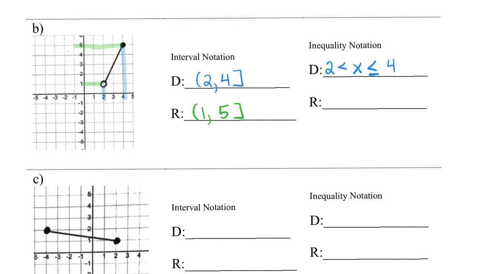Okay, now in the y direction, it's got to do with the y's. The y values go from 1 to 5. So the lowest y value is 1. It doesn't equal 1 because it's an open circle. The highest y value is 5. Does it equal 5? Yes, because there's a closed circle.